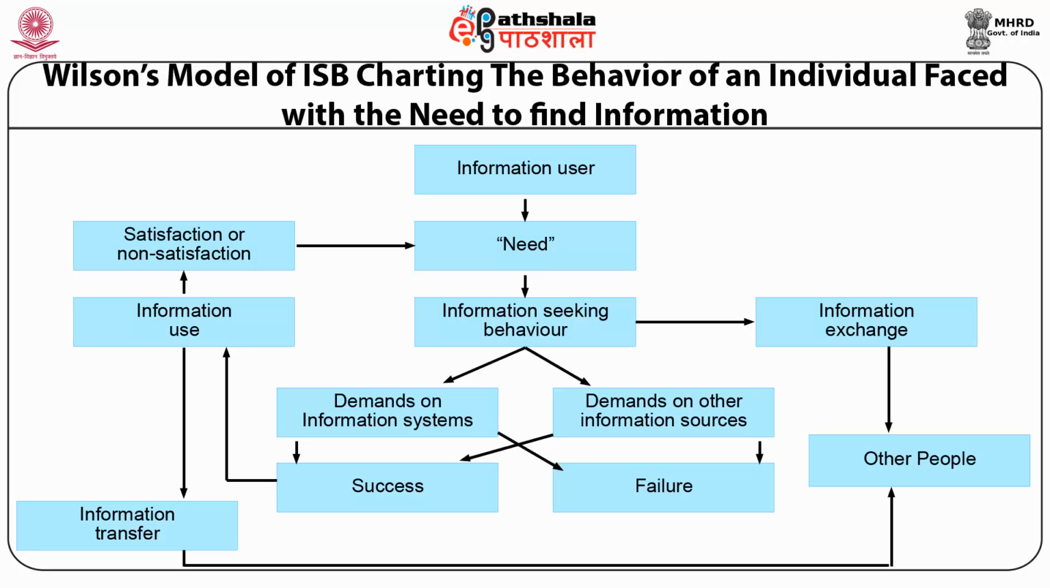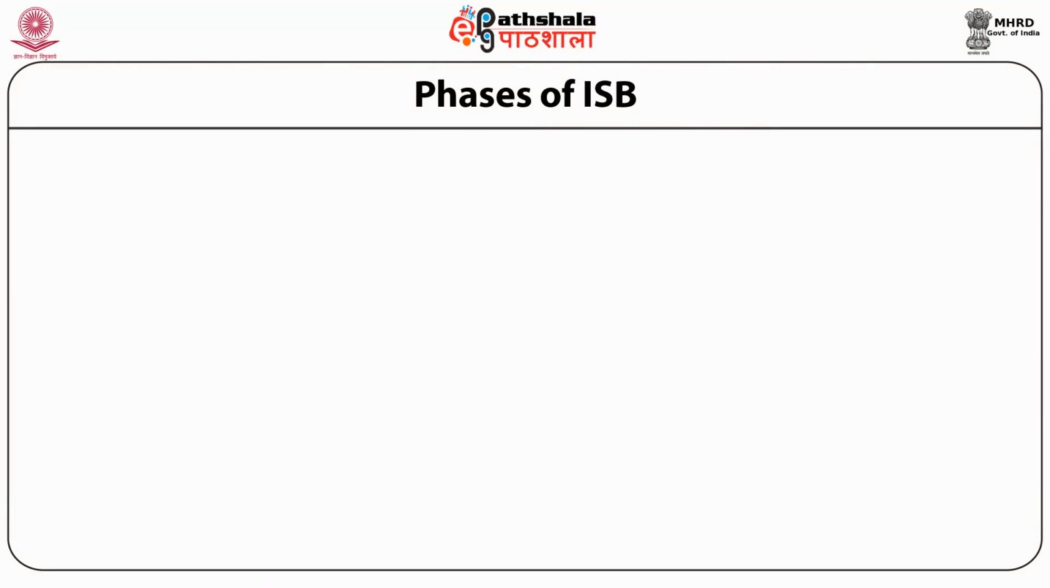It also shows that part of information seeking behavior may involve other people through information exchange, and that information pursued as useful may be passed to other people, as well as being used, or instead of being used, by the person himself or herself. Phases of information seeking behavior.